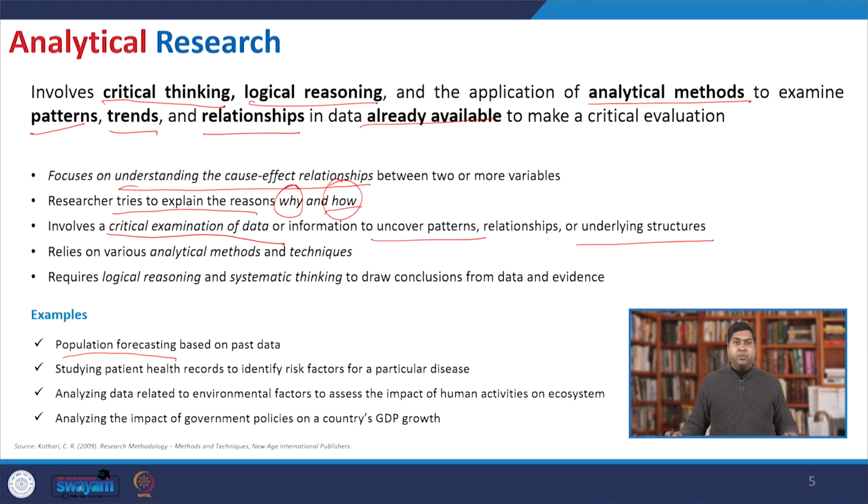So maybe right now the latest data that we have is for 2011, and now, to forecast future population, we need to get the data for 2001, 1991, and based on the requirement we can even go backward in that particular line, and based on that we make a projection. So it's like analyzing the trend and then projecting. It relies on various analytical methods and techniques. It requires logical reasoning and systematic thinking to draw conclusions, because it is something you always have to analyze.